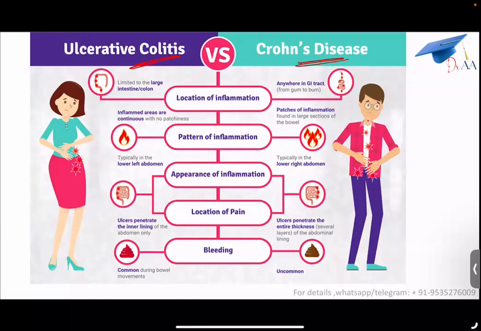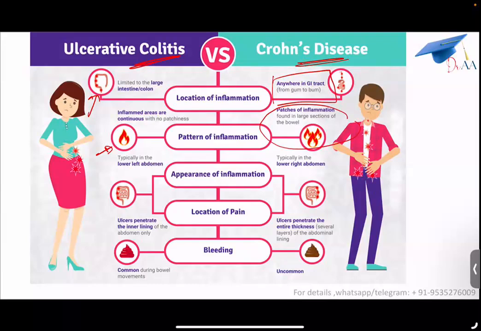Ulcerative colitis is restricted to the large bowel, especially the colon. Crohn's disease can be anywhere in the GI tract. It can be in your mouth, it can be in your large colon, or it can be in your duodenum. In ulcerative colitis the inflammation is usually continuous, there is no patchiness, progressing from the rectum to the sigmoid colon. Crohn's can be in patches: one patch seen in the rectum, another in the oral cavity, another in the ileum. So it can be anywhere in patches.